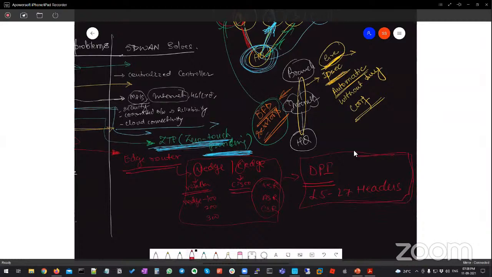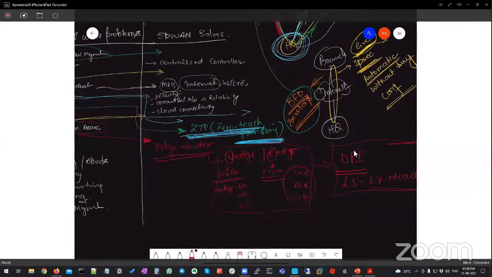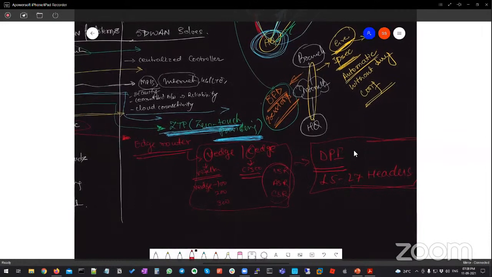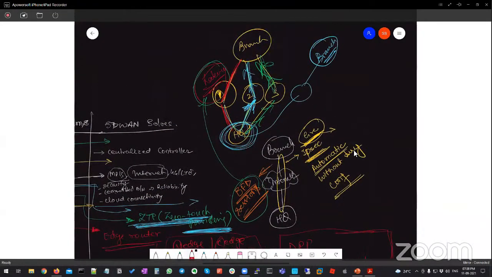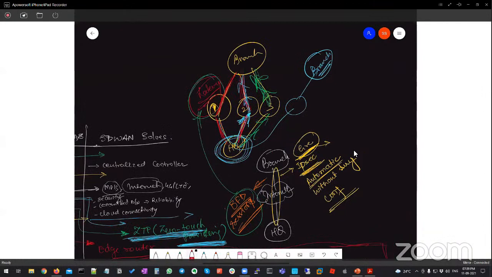This means your edge devices now know what particular application traffic is going right now. Right now there are 4,000 to 5,000 applications already built in by Cisco. So you can configure a policy: if a particular type of application traffic comes, send it over my circuit number 2; if another type of traffic comes, send it over my circuit number 3. That way you can define your circuits.